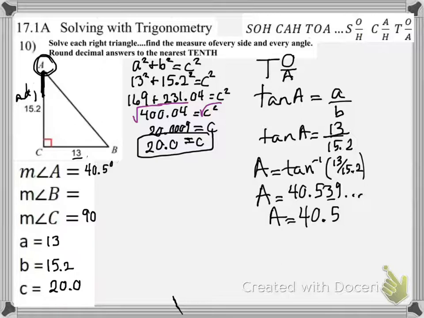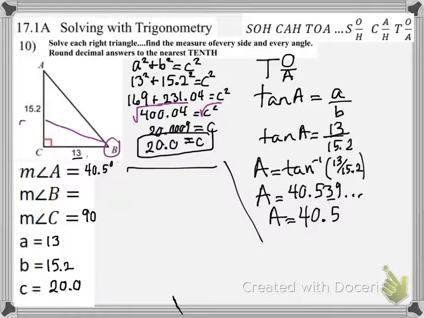The only thing left on that list that we need to find is the measurement of angle B. And there's a couple ways to do that. In general, I prefer that you not reuse rounded off answers. So if I was going to be strict about that, I would say I need to go back and look at angle B. Here's angle B. 15.2 is opposite from angle B, and touching or adjacent is 13.